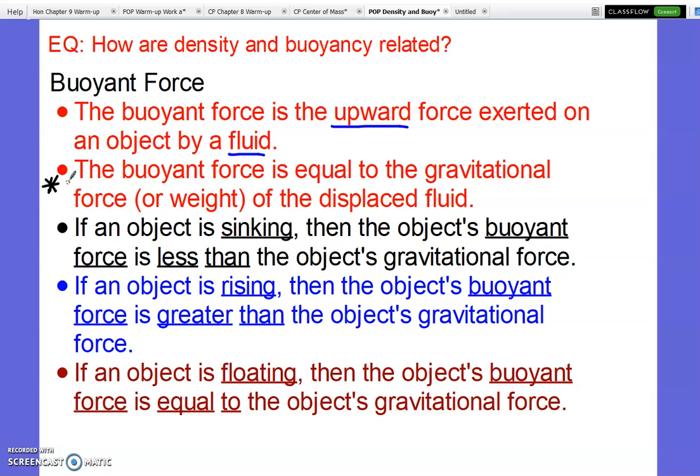But the idea here is that it's equal to the gravitational force, or weight, of the amount of fluid that is displaced by the object. Now, defining whether things will float or sink in a fluid using buoyant force, we have two forces acting on an object: the gravitational force and the buoyant force. Buoyant force is up and the gravitational force is down. If the gravitational force is larger, then the object will move down, it will sink.